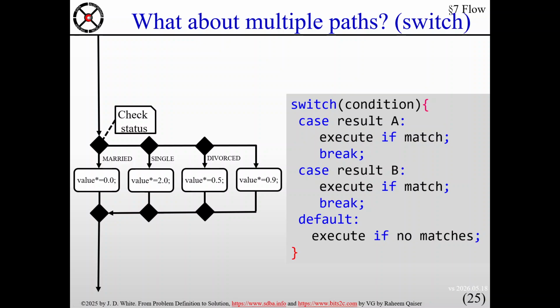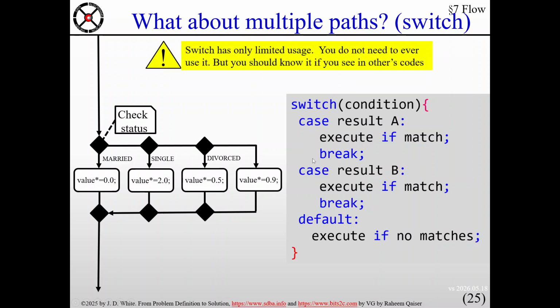Another way of handling multiple paths, which we're not going to talk about in this class, is a switch condition. It can be very clear. If case result A, execute if match. Case result B, execute if there's a match. And then if there's no matches, execute the default. Each of them you put case, like case married. It is only of limited usage and you don't need to ever use it.